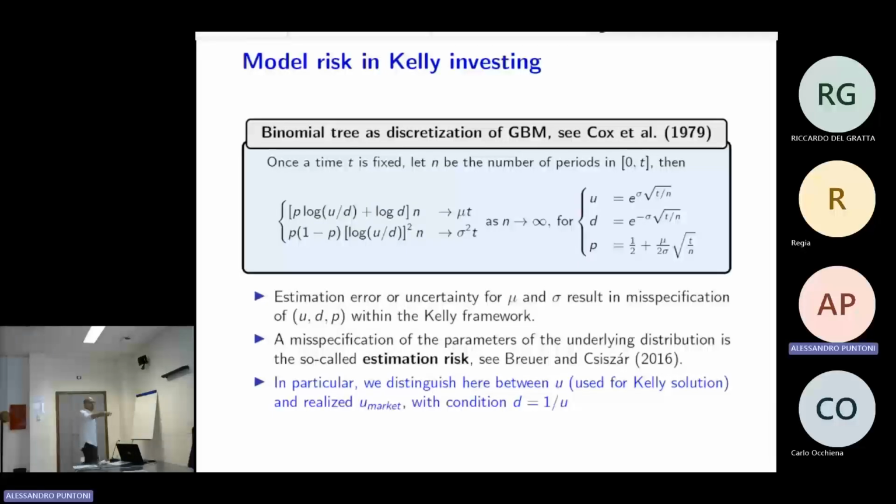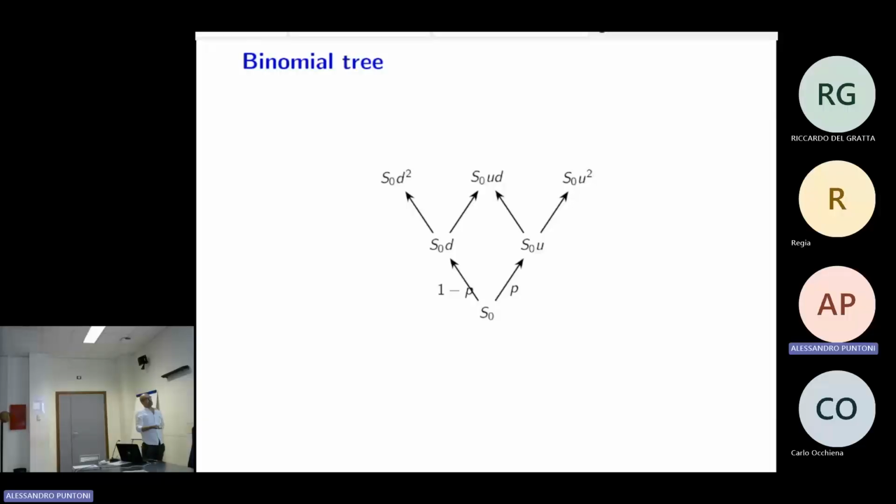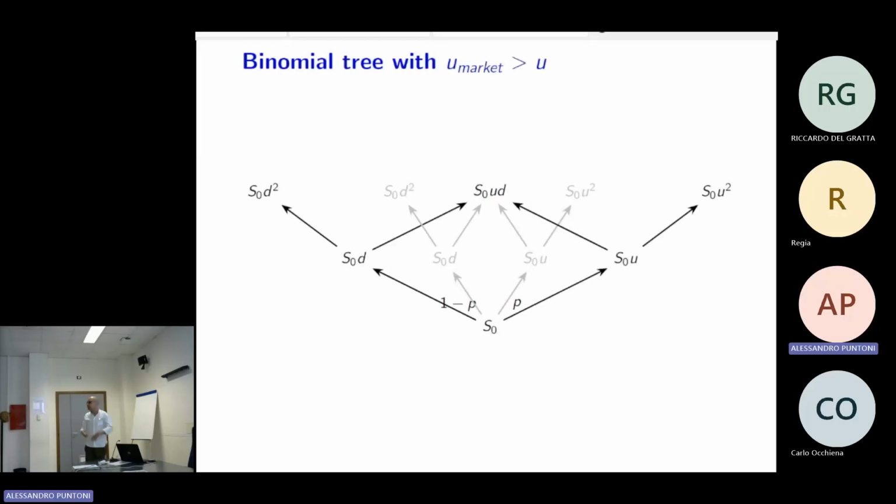Okay? So, in particular, we focus in this case, that is also the most interesting, on the misestimation of the risk of the market, which corresponds to a misestimation of u and d. And in particular, we are going to distinguish between the u that is used to find the Kelly solution and the u market. So what is the intuition? The intuition is that on one side, when we solve the Kelly problem, we use a given binomial tree. On the other side, we assume that the market realizes, for example, with a different u. A u market larger than u means that the market is more volatile, in the sense that the sides of the fluctuation are larger than expected.